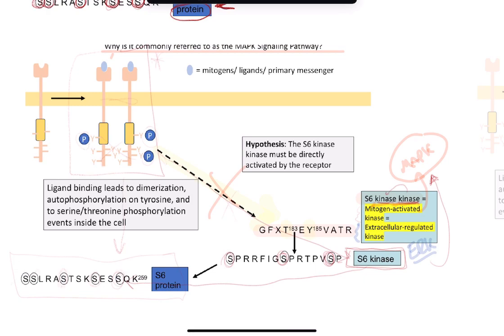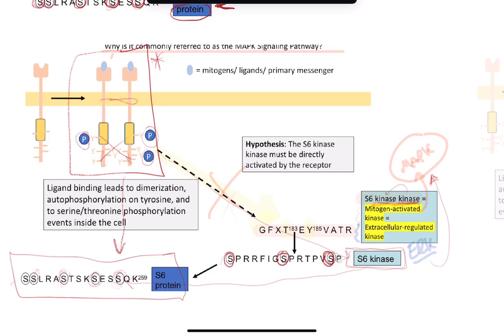Okay, here's that S6 kinase. Let's just go through and make sure we're all oriented. Here's our receptor, our activated receptor. Why do we know it's activated? Dimerized. We also know that there's phosphorylation happening on these tyrosines. Autophosphorylation. They phosphorylate each other. Great. S6 protein, what we saw downstream: this protein is phosphorylated on serines. What's phosphorylating the serines? Could it be the S6 kinase? Yes, it is actually. It's the S6 kinase.